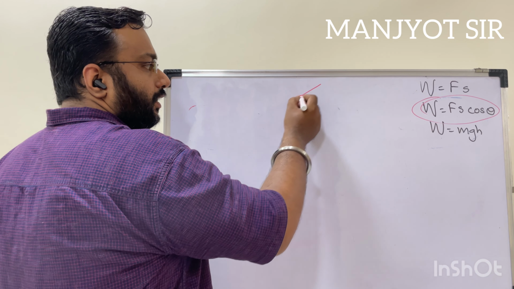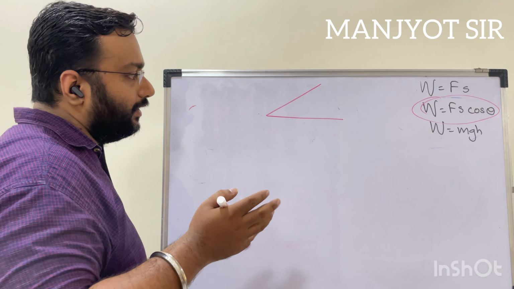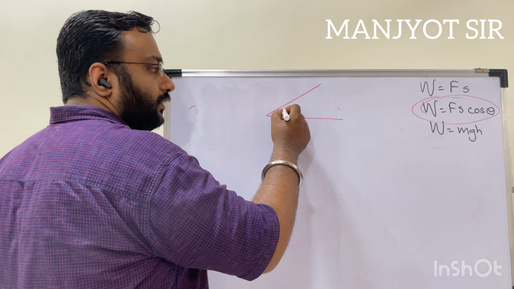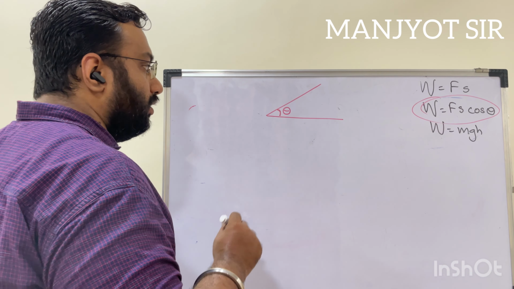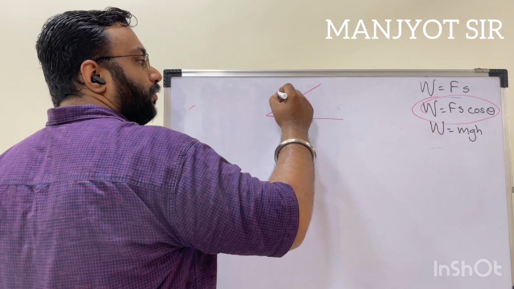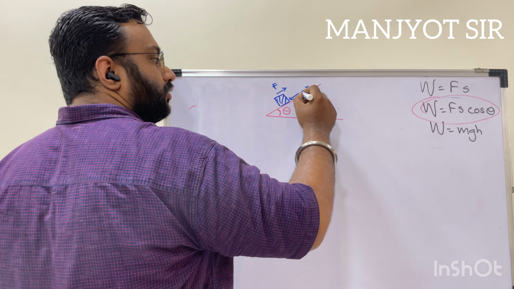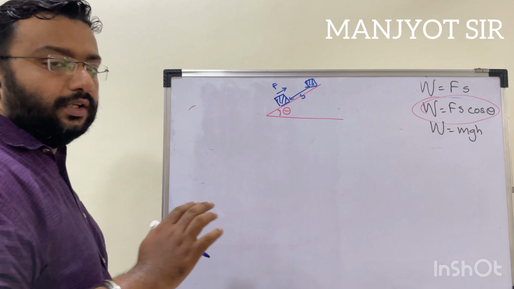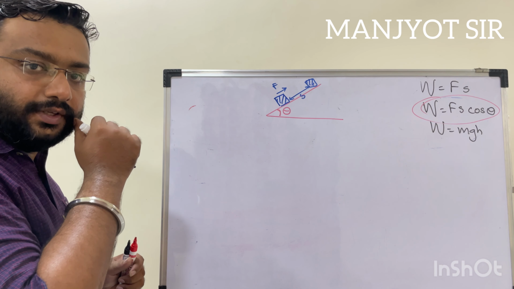See, observe here. If there is an inclined plane, we all know what an inclined plane is. So there is a surface and with some angle, let's call this angle theta, there is an inclined plane, and on this inclined plane if I keep a box and I apply a force and this box moves a distance of s, so we say that work is done. Now here we need to calculate the formula for work, that is W is equal to Fs cos theta.